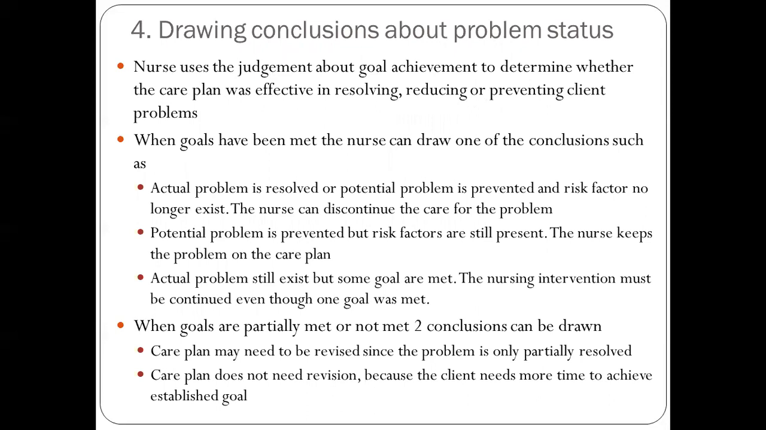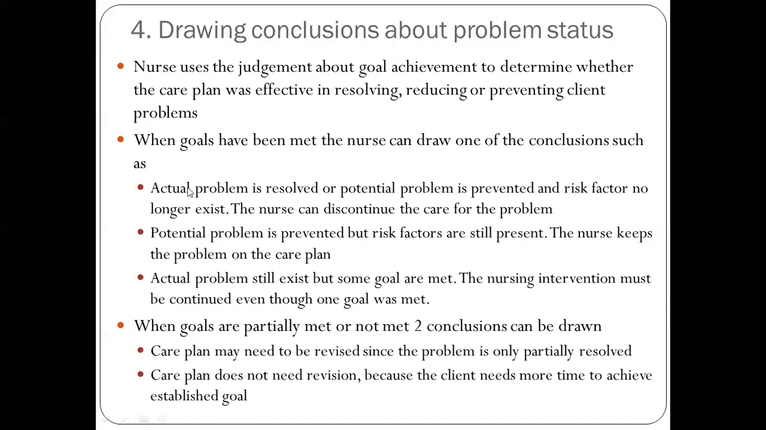Fourth one, drawing the conclusions. So how are we able to draw the conclusions? When the goals have been met, the nurse can draw one conclusion, such as the actual problem is resolved. Okay, but there is a chance of a potential problem. Clear? Actual problem is existing, but goal is met. Clear? So all these three conclusions can be drawn: actual problem is resolved, or potential problem is prevented and risk factor no longer exists.